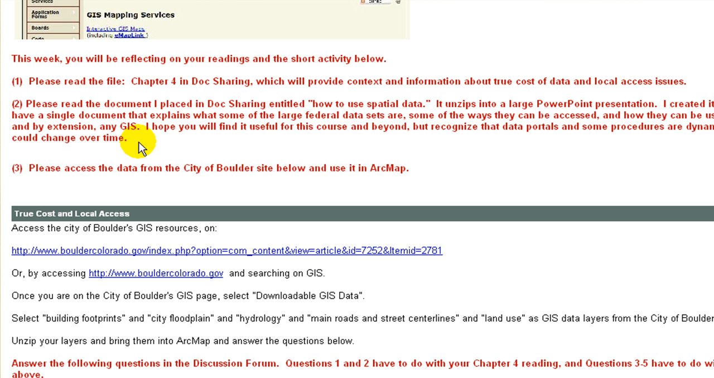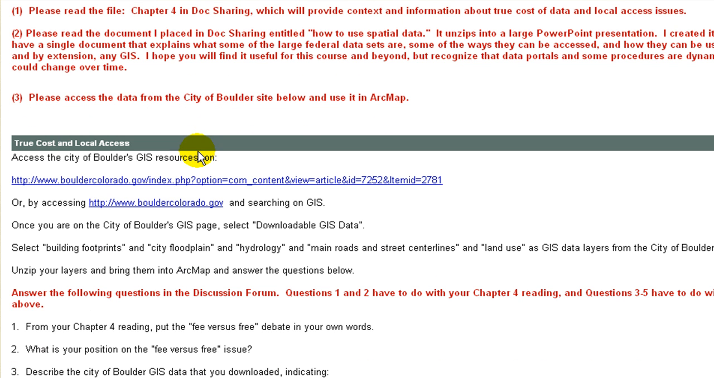Number 2, please read the document I have placed in doc sharing entitled How to Use Spatial Data. It unzips into a large PowerPoint presentation. I created it so that you could have a single document that explains what some of the large federal data sets are, some of the ways they can be accessed, and how they can be used within ArcGIS and by extension any GIS. I hope you will find it useful for this course and beyond, but recognize that data portals and some procedures are dynamic and therefore could change over time.